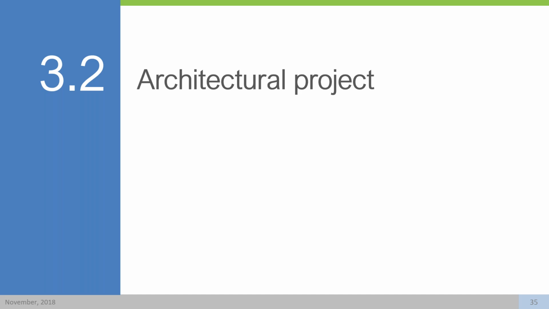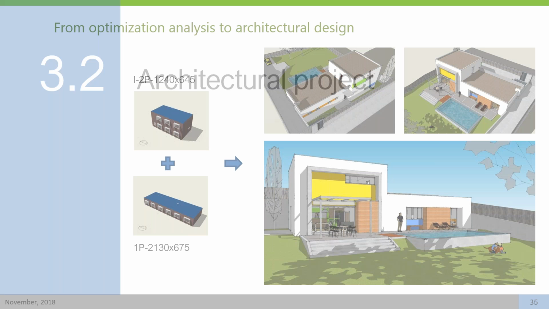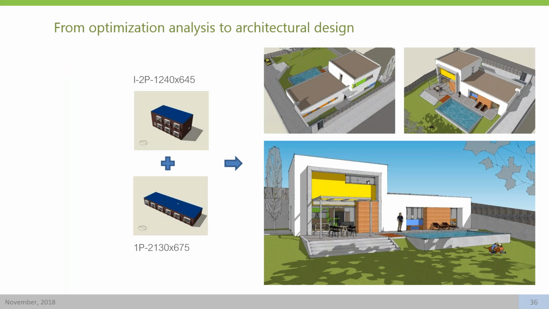Okay, the next step is the architectural project. The architectural design was developed from the results of the optimization analysis, but also considering the peculiarities of the topography and, in a more detailed way, the specific requirements of the owners. Regarding the form, we adopted a solution that could be defined as a halfway, since it combines the two most optimal options, as you can see here. It's some kind of combination.